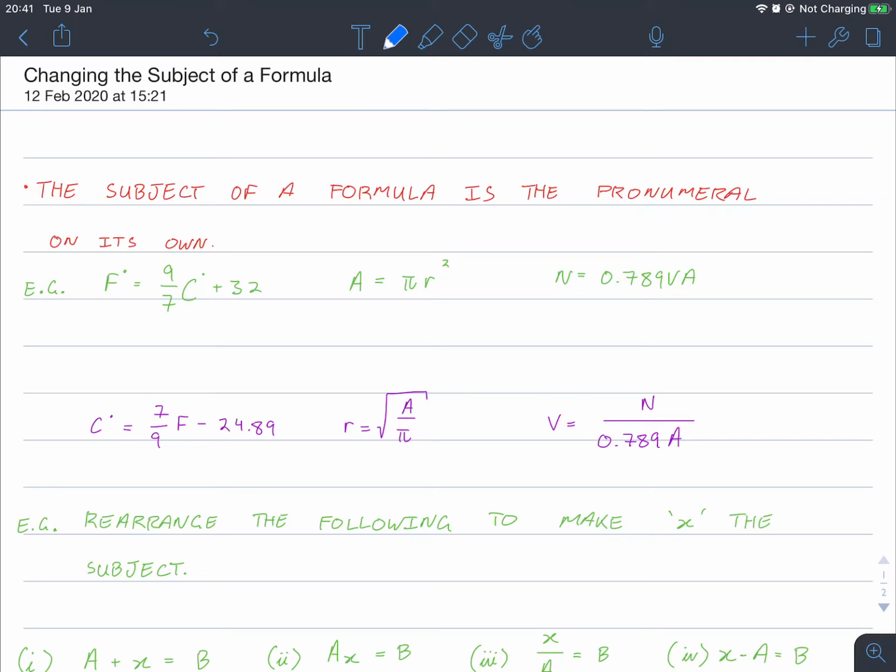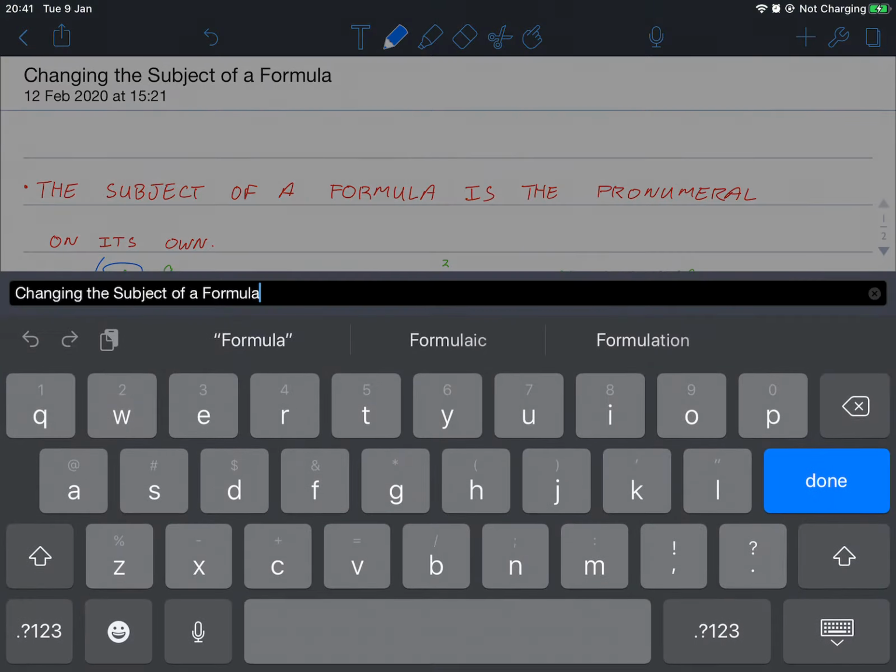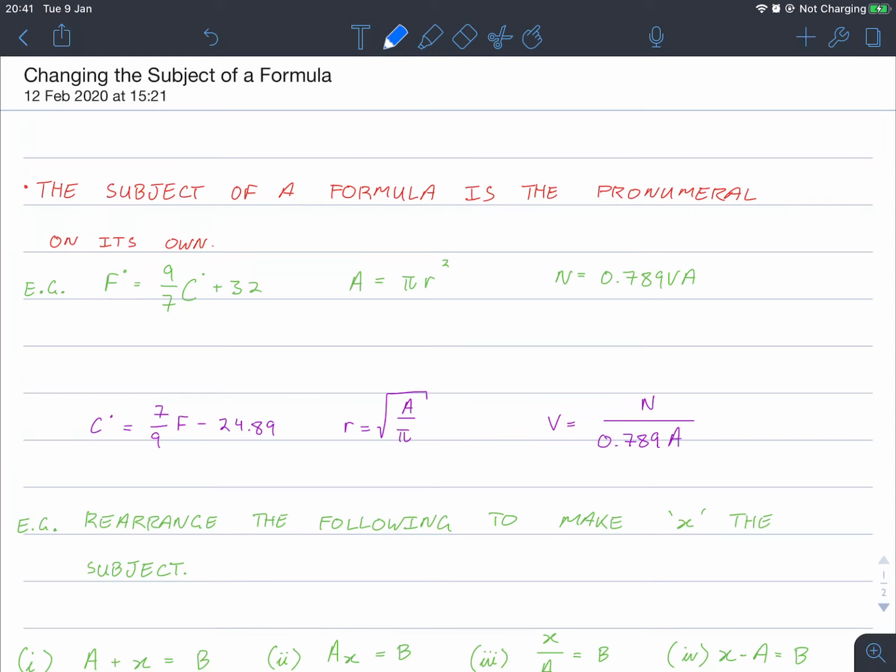So for example, we have three different formulas in green. This formula converts Celsius degrees to Fahrenheit. So Fahrenheit is equal to 9 over 7 Celsius plus 32. Currently the subject is Fahrenheit, and in this next example, area of a circle is pi r squared, so the subject is A, the area.